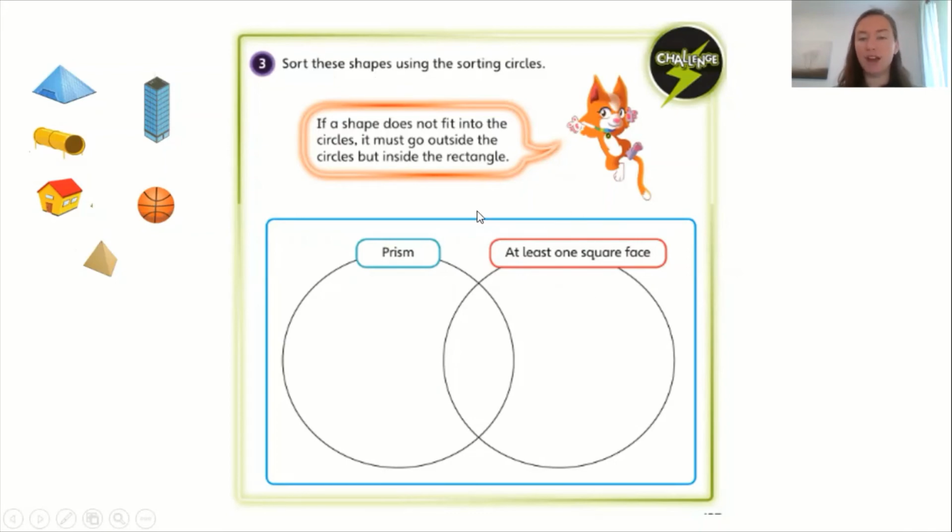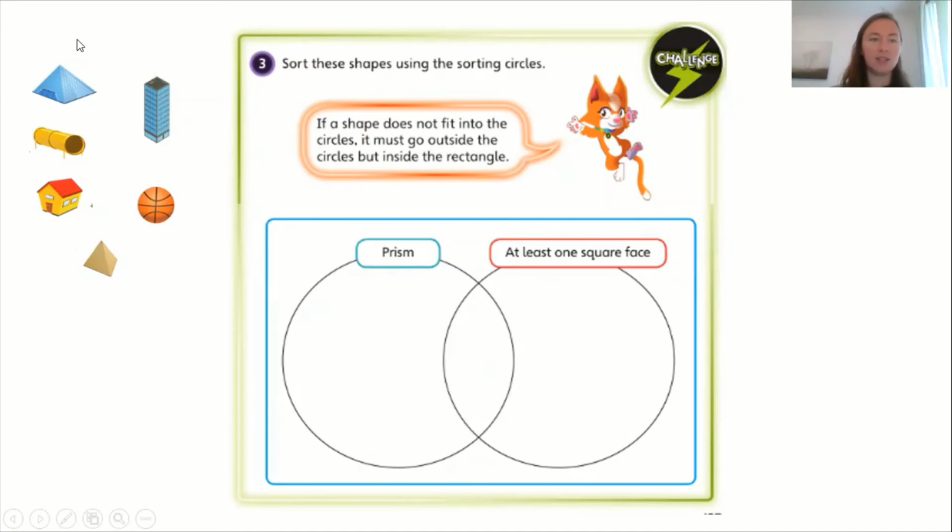This is also called a Venn diagram. So shapes that need to go into this circle here are prisms. Shapes that go into this circle here have at least one square face. If your shape is a prism and it has at least one square face, they go in this middle portion here where the circles overlap. If the shape is not a prism and it doesn't have any square faces, you need to still put them on the diagram. They go inside the blue box, but not inside any of the circles.